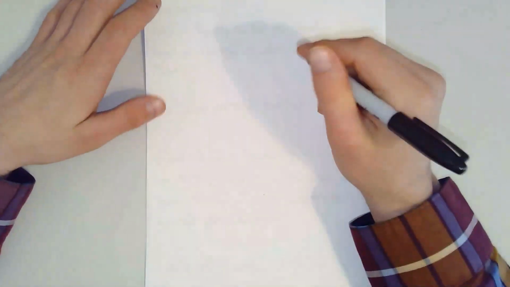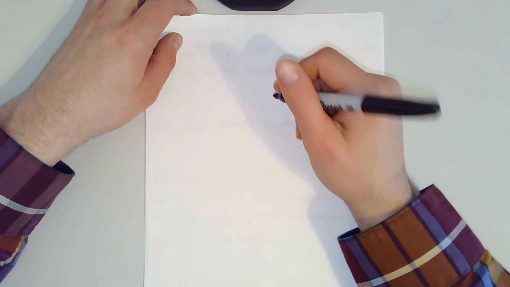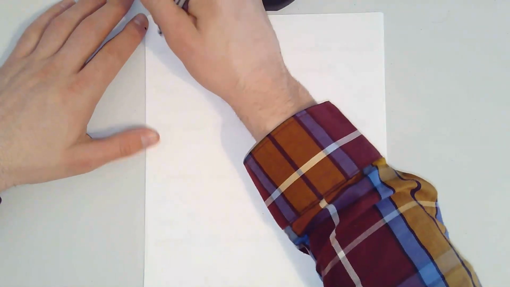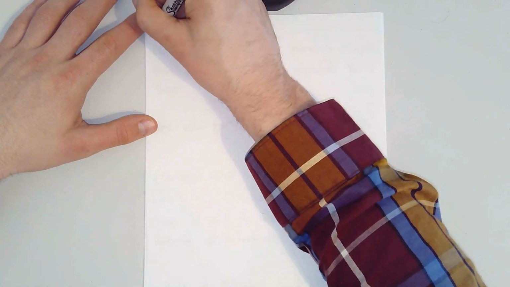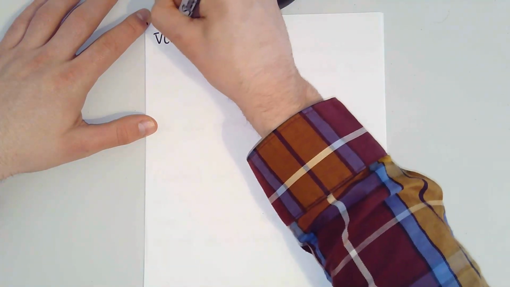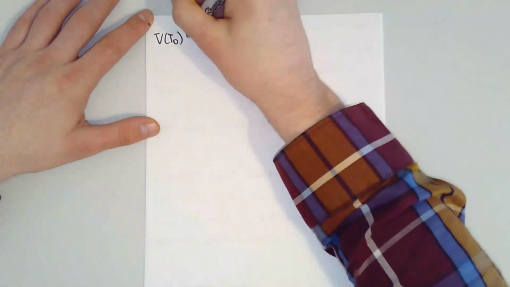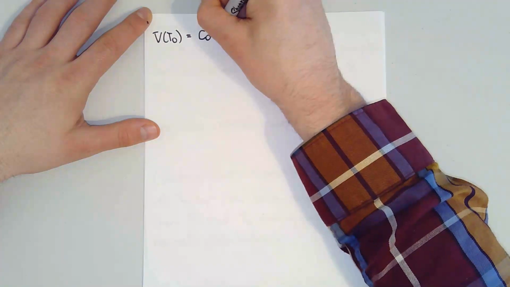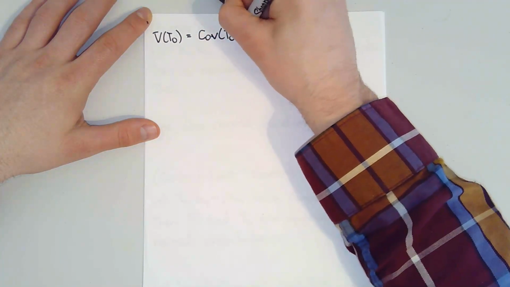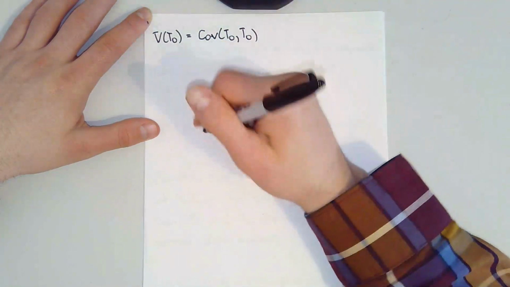So for the variance part, we can use the fact that T naught and x bar are related by multiplying or dividing by n. So for this, it will actually be a little easier to show the variance of T naught. So what is the variance of T naught? Well, by definition, it is the covariance of T naught comma T naught.